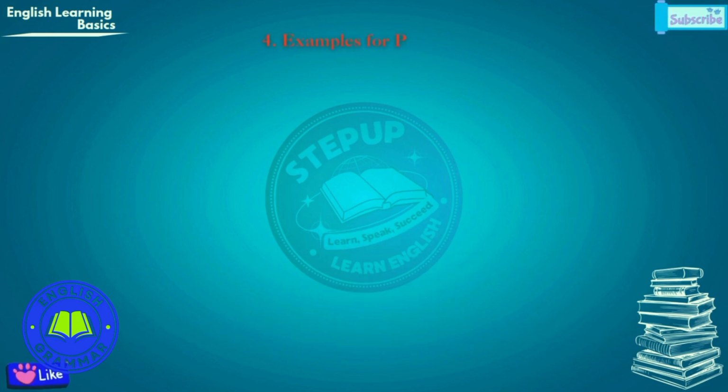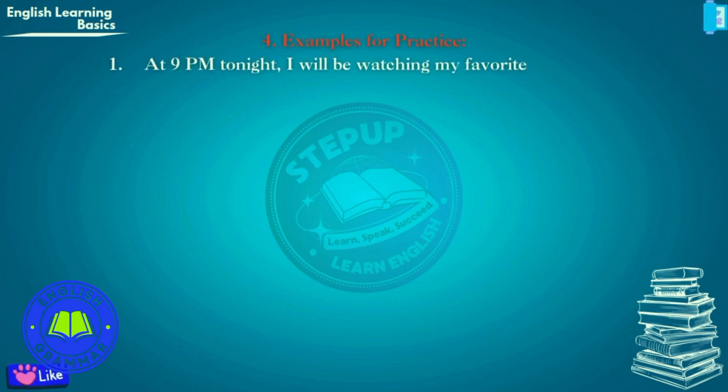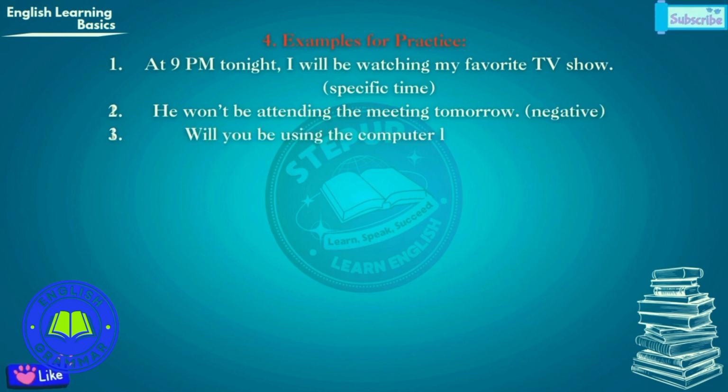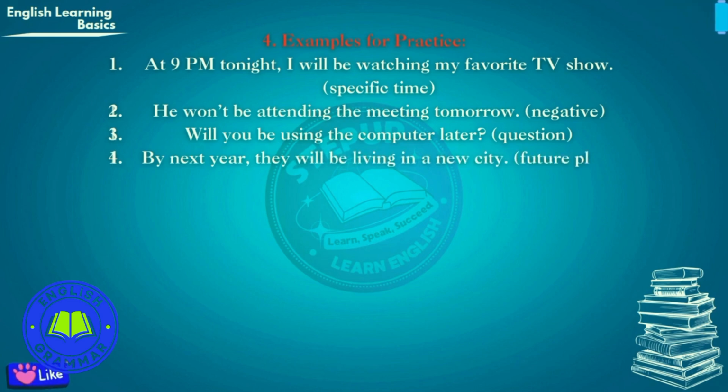4. Examples for practice. 1. At 9 p.m. tonight, I will be watching my favorite TV show. Specific time. 2. He won't be attending the meeting tomorrow. Negative. 3. Will you be using the computer later? Question. 4. By next year, they will be living in a new city. Future plan.